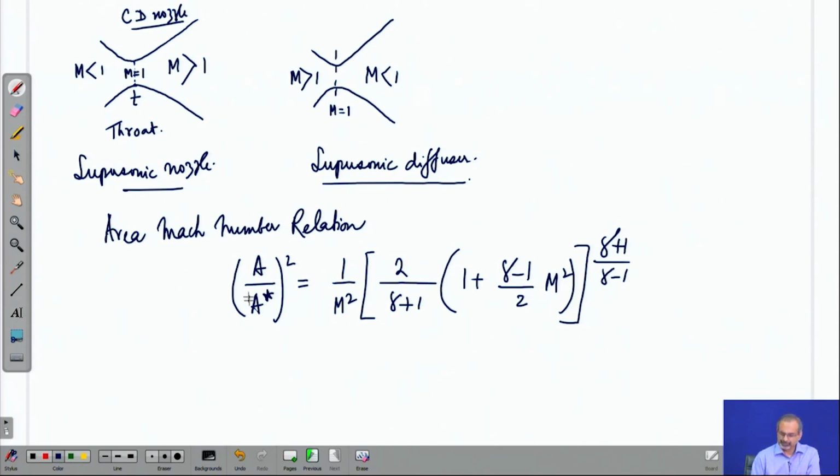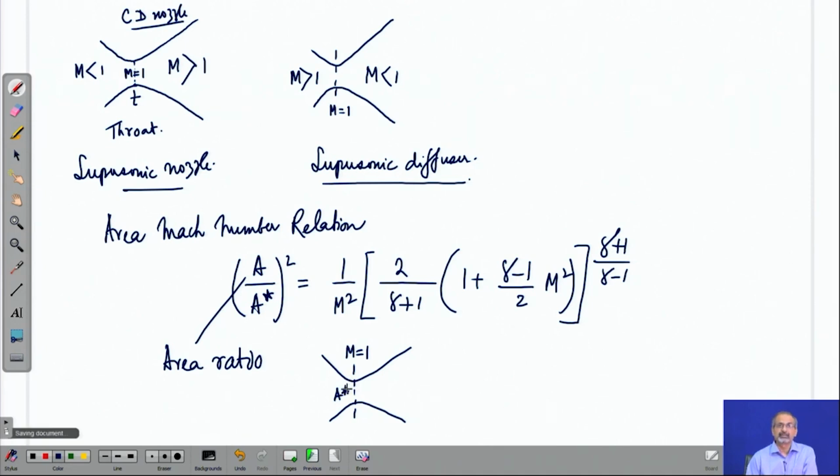What does it tell you? This gives you what is called an area ratio. So, let this be a duct. If you are achieving Mach 1 condition at the throat, you have what is called A star here, because that is the sonic condition.